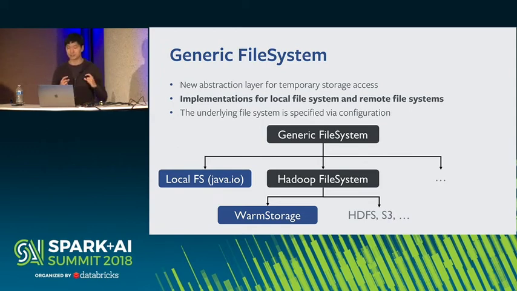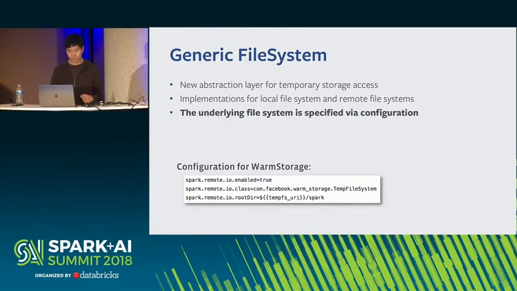So given these are the two kinds of changes that we make in the Spark core itself, when you're running a job, all we have to do is configure this job to run on a different underlying file system. This example shows the configuration for when we're running on warm storage.